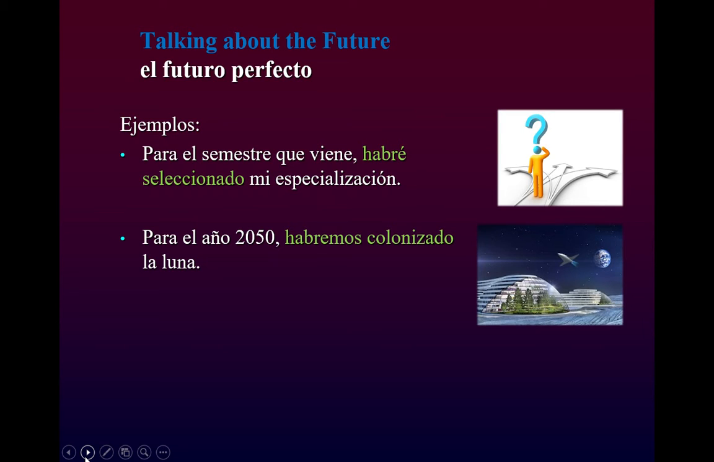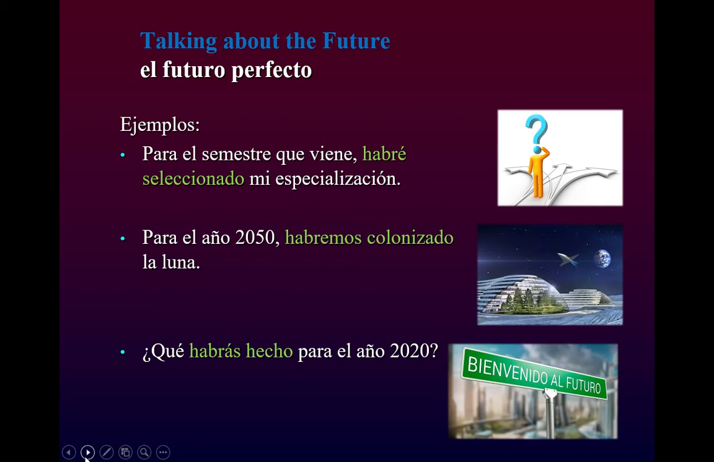So you can see we use future perfect generally to talk about events that will have happened by a certain time or a certain date in the future. And the last one, ¿qué habrás hecho para el año 2020? What does that question ask you? What will you have done by the year 2020? Habrás, will have, you will have, and hecho, done. Remember, the past participle of the verb hacer is irregular. ¿Qué habrás hecho para el año 2020? What will you have done by 2020?